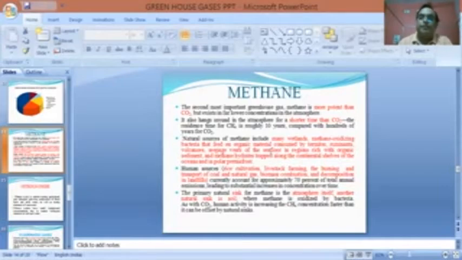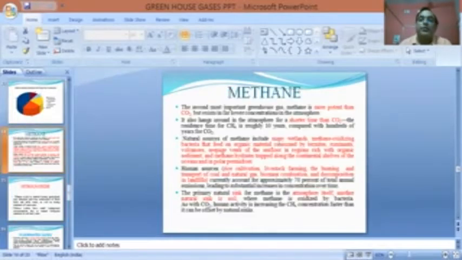So, the only saving grace is that it has a shorter lifetime. That is, it is degraded soon, in a decade or so. But carbon dioxide, its degradation may take hundreds of years. So, despite being more potent, it is lesser in concentration than carbon dioxide, and its degradation takes place too soon. So, it has not played that havoc with the atmospheric greenhouse gas concentration.